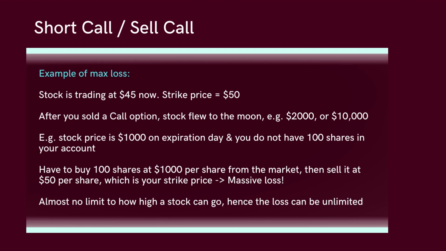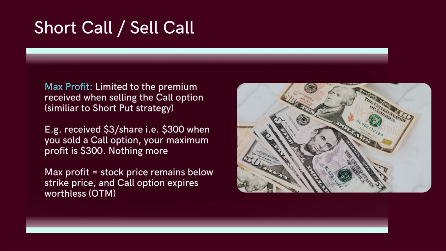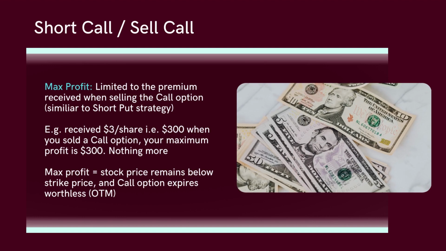Again, just to emphasize, because there is almost no limit to how high a stock can go, your loss is technically unlimited. As for the maximum profit, it is limited to the premium received when selling the call option, which is similar to the short put strategy. Let's say you receive $3 per share, aka $300, when you sold the call option. That's it. Your maximum profit is $300, nothing more than this. The investors achieve this maximum profit if the stock price remains below the strike price and the call option expires worthless. In other words, out of the money.